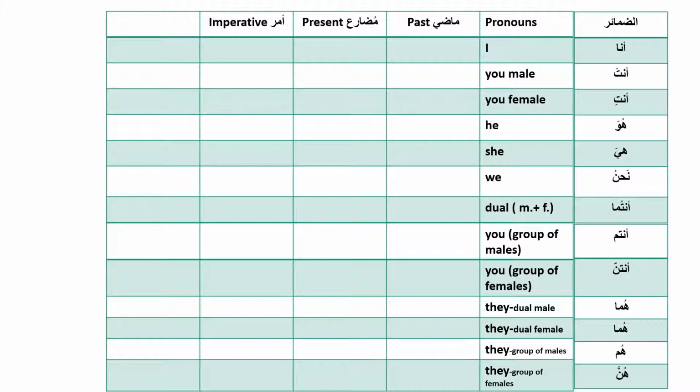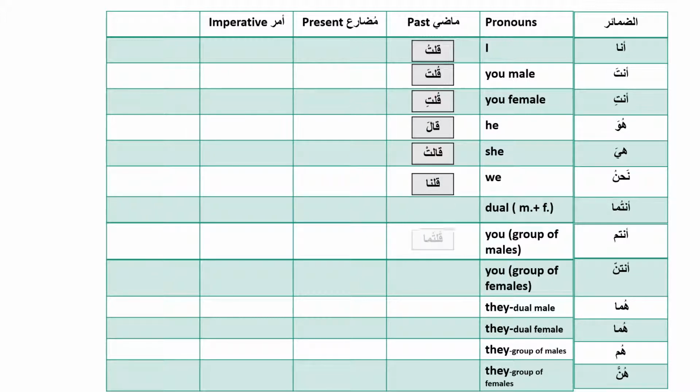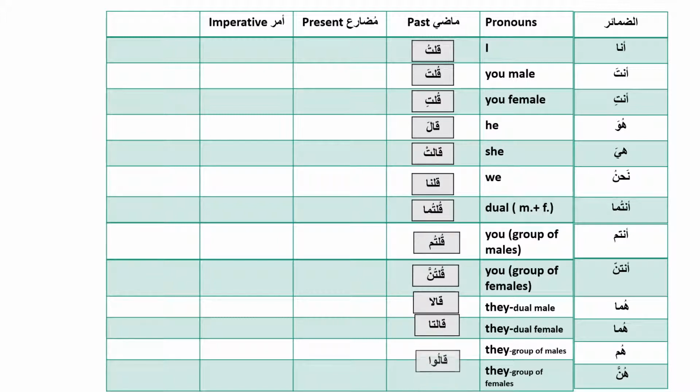Let me read this again, one time with past tense فعل ماضي, one time with the present tense فعل مضارع, one time with imperative فعل أمر, if you like to add أمر. قلتُ. قلتَ. قلتِ. قال. قالت. قلنا. قلتما. قلتم. قلتن. قالا. قالتا. قالوا. قلن.